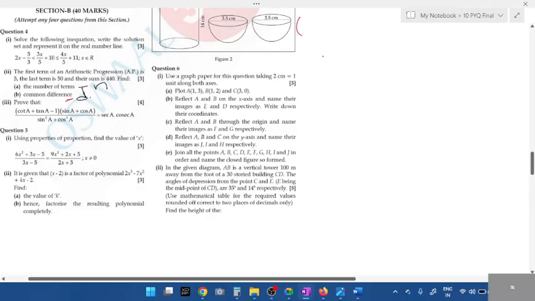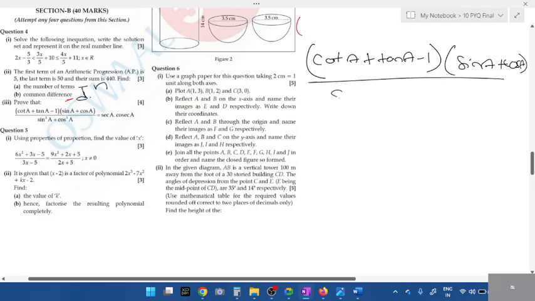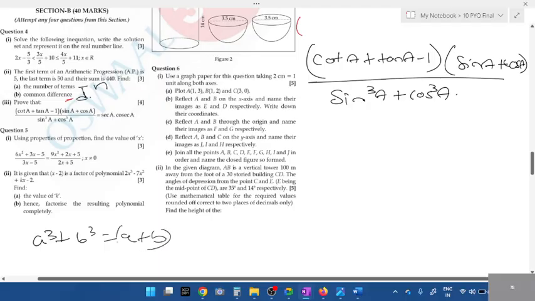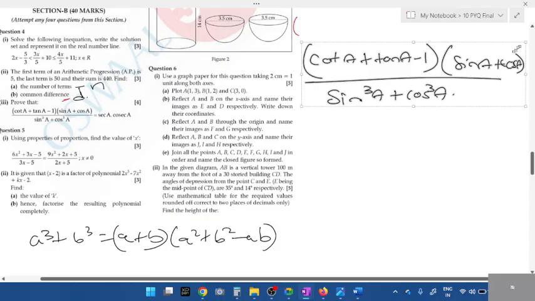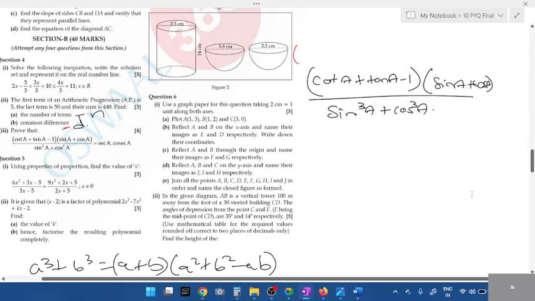Try all the cot values. Convert cot A plus tan A minus 1 equals sin A plus cos A. What is the a cube plus b cube formula, students? What is a cube plus b cube? (a plus b) into (a square plus b square minus ab). Complete this. Be quick.